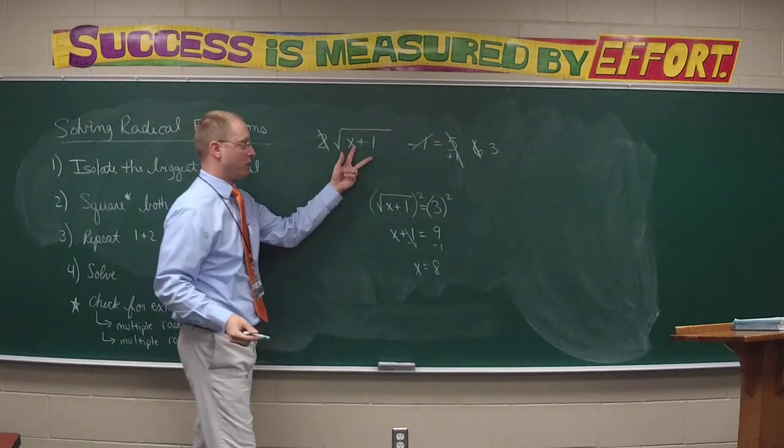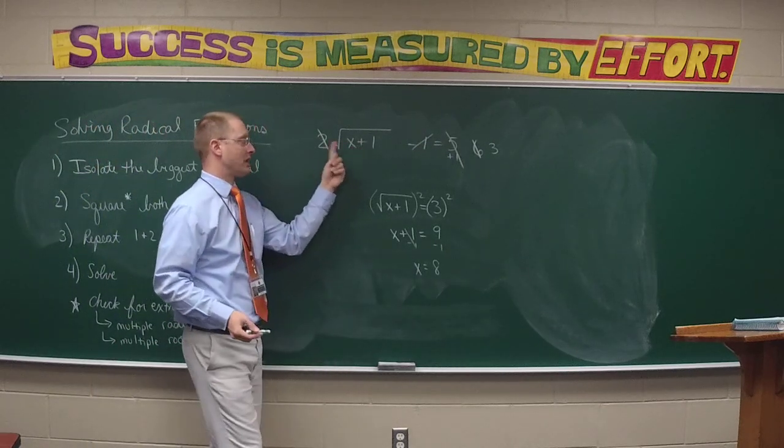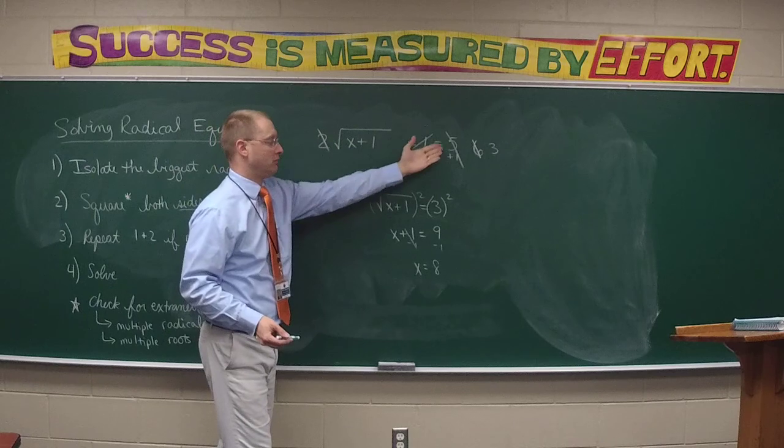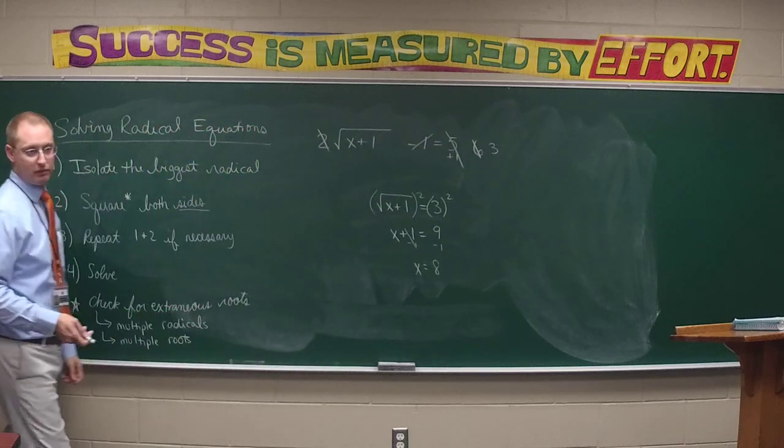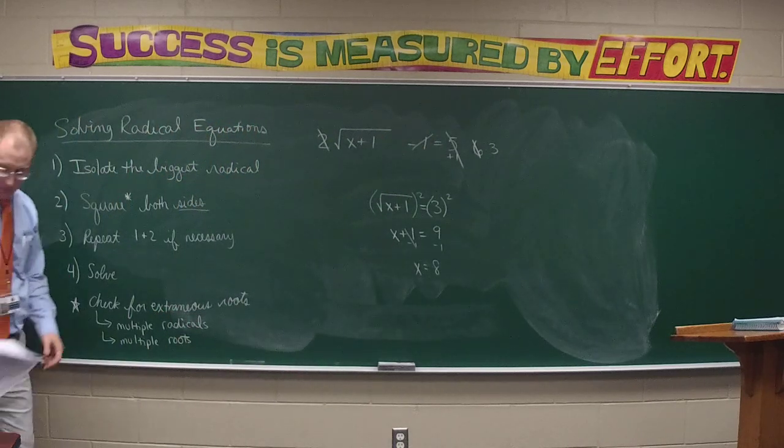What is 8 plus 1, class? Square root of 9 times 2 minus 1. There we go. It checks out. Questions? Write this one down.